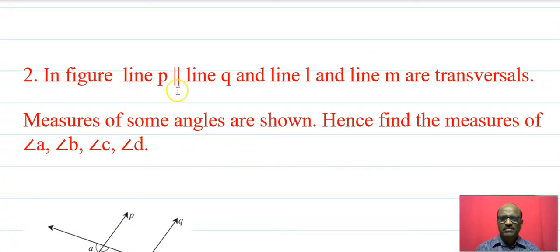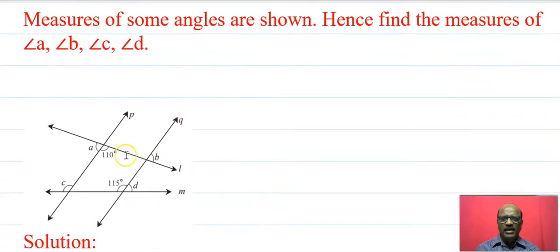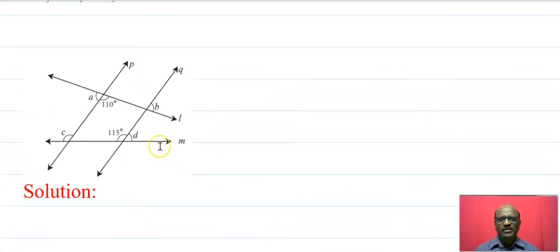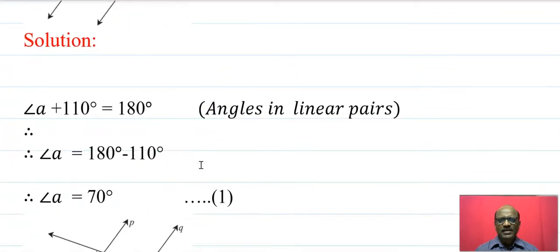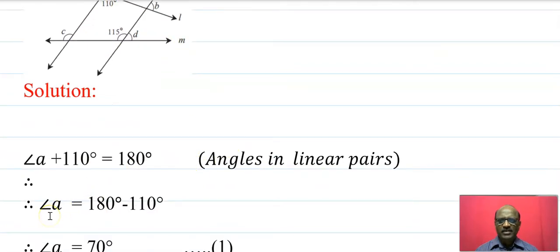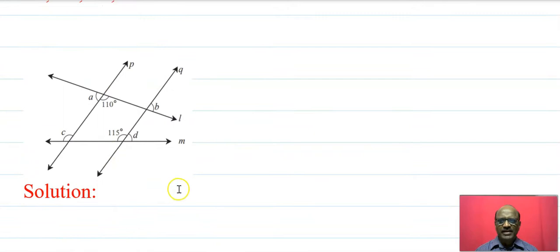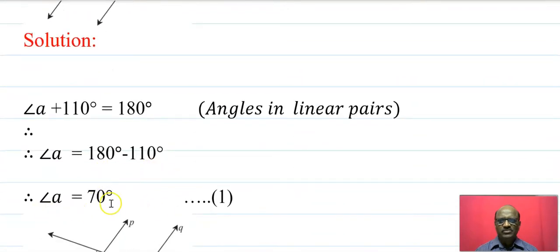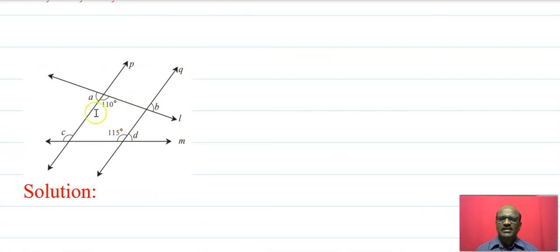In this figure, line P is parallel to line Q, and lines L and M are their transversals. Now find the measures of angles A, B, C, D. Let us start. The measure of angle A plus 110 is equal to 180, because these are angles in a linear pair. Therefore, the measure of angle A is equal to 180 minus 110, so you will get the measure of angle A equal to 70. It's clear that these are linear pair angles. The sum is 180. Therefore, A is equal to 70 degrees.